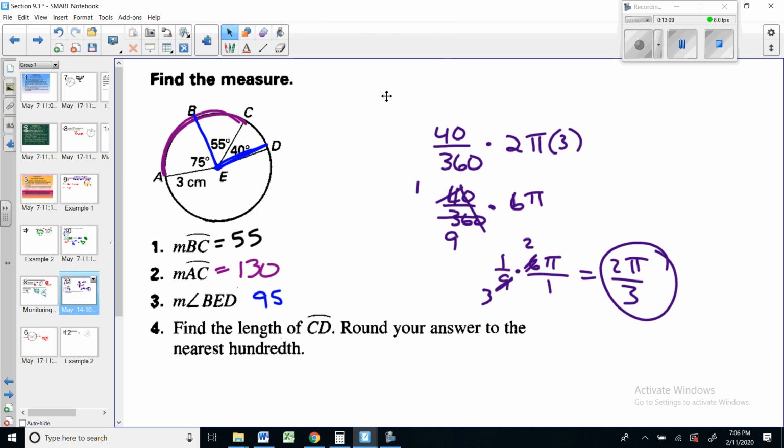You can do that also on the calculator. Remember using the Math 1 key in order to simplify your fractions, and that will work out just as well.